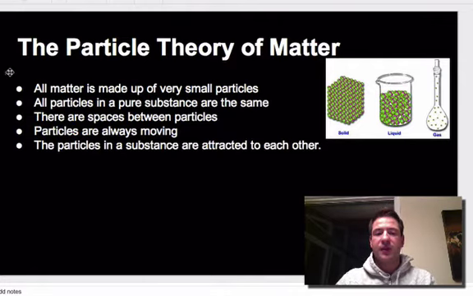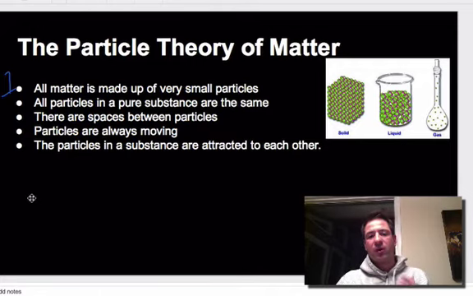The first that we will discuss is that all matter is made up of tiny particles. So everything that is matter, and remember, matter is anything that has mass and takes up space, is going to be made up of tiny particles. The second thing we're going to look at is that all particles in a pure substance are the same. So if it's water, that is the pure substance, then all the particles within there are all the same. Okay, it's all water. They're all H2O.